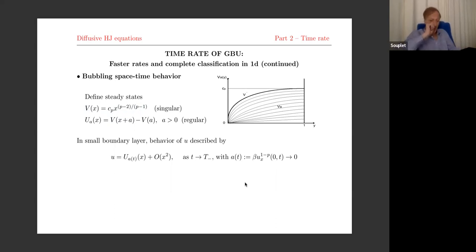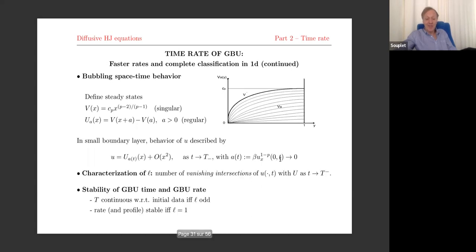So what we show is that in a small boundary layer, the behavior is already described by a quasi-stationary version of the steady state, capital U sub A of t. So it's this U sub A, except that the A depends on t, and as t goes to the blow-up time, A of t behaves like U sub x to the power 1 over minus p.